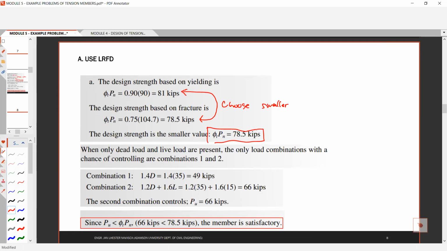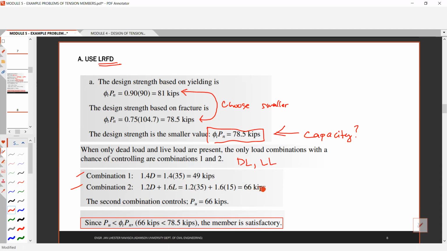So this is your capacity. You just need to find the demand load based on your design philosophy. So we will be using LRFD load combinations. Since the given has only dead load and live load, the two load combinations are 1.4 dead load and 1.2 dead load plus 1.6 live load. So 1.4 times 35, you have 49 kips. And 1.2 times 35 plus 1.6 times 15, you have 66 kips.